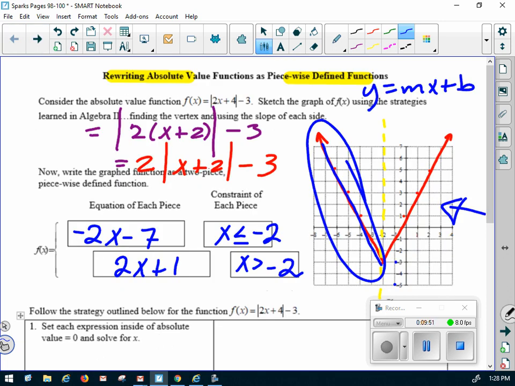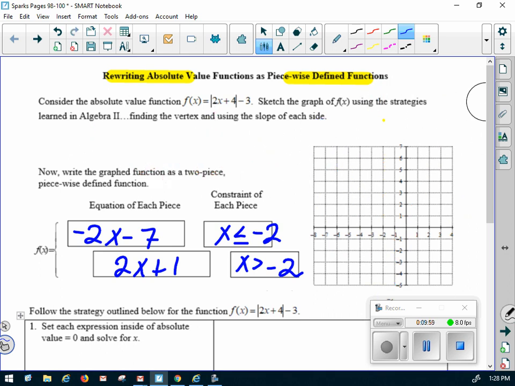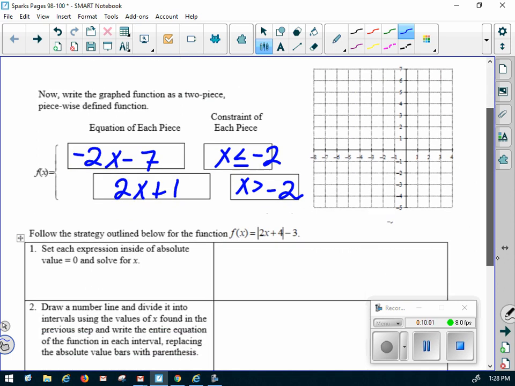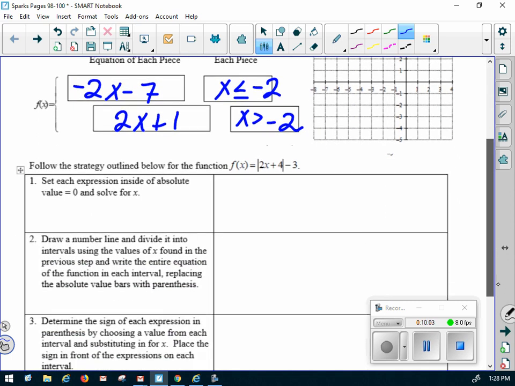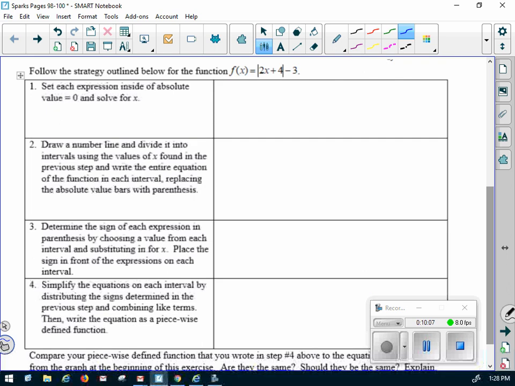Here we go. I'm going to erase all this stuff so I have some room to do stuff. All right. I shouldn't have erased the graph, dummy. Okay, well, all right. Follow the strategy outlined below. We're going to set each expression inside any absolute value bars equal to 0.